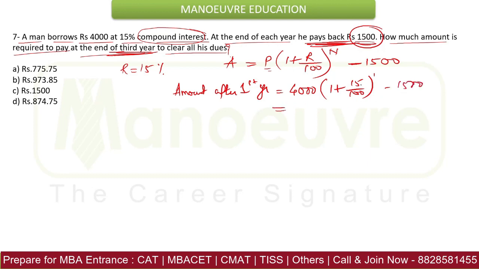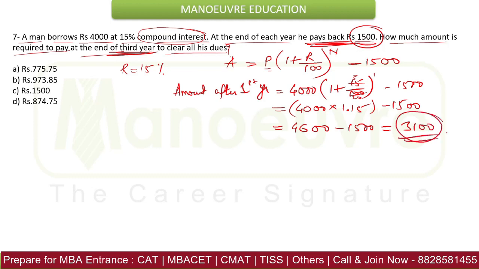Okay. Now this will be 15, 5 3s are 15 and 5 12s are 60. It will be 4000 into 23 by 100, so this will be 1.15, and this value minus 1500. So that will be 4600 minus 1500, that will be equal to 3100. This is the amount at the end of first year after paying back rupees 1500.